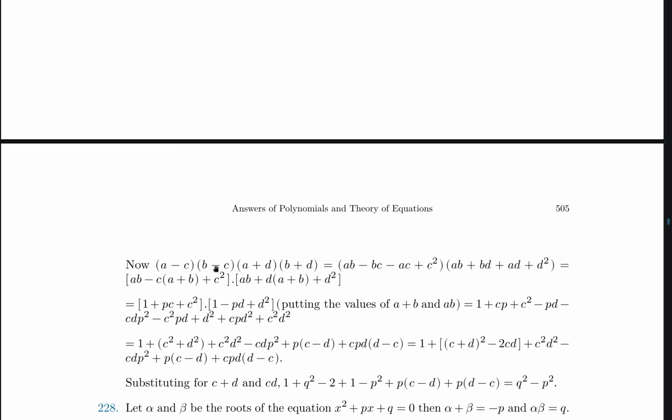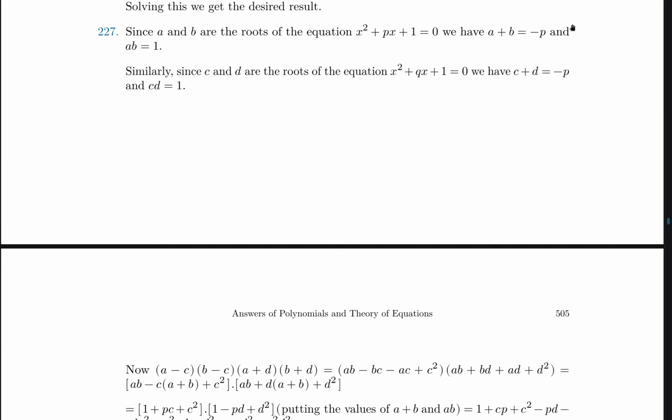Once we have that, we evaluate a minus c into b minus c into a plus d into b plus d. What we have from the first two terms is ab minus bc minus ac plus c square, and from the last two products we have ab plus bd plus ad plus d square. We write the first one as ab minus c into a plus b plus c square, and the second one as ab plus d into a plus b plus d square. We substitute the values of a plus b in both the equations.